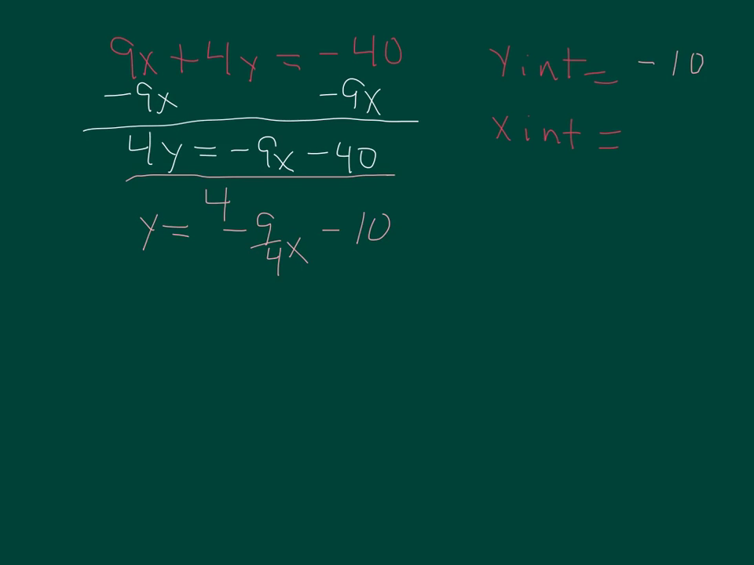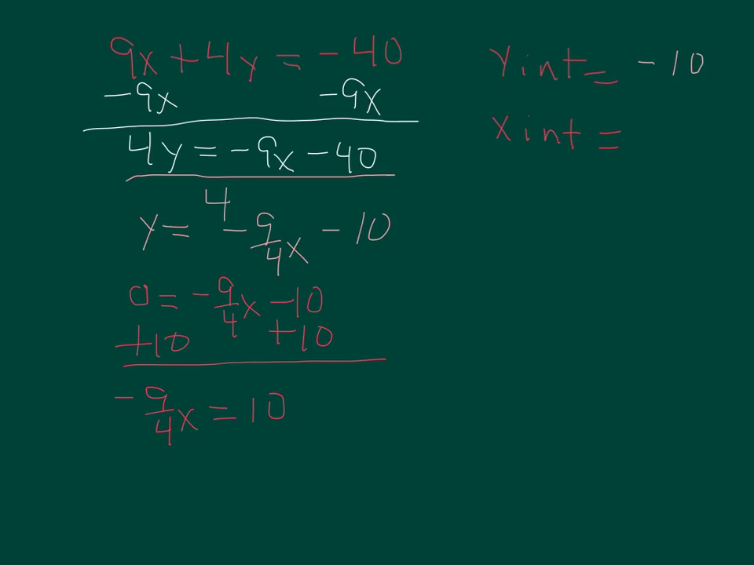Now, to find your x-intercept, I'm going to replace the y with 0, and I'm going to have that equaling a negative 9/4 x minus 10. My next step is to add 10 to both sides. I got a little sloppy there. Now I'm going to move this negative 9/4 x over to the other side. That doesn't matter. Equals my positive 10.